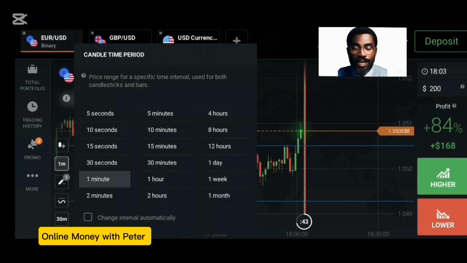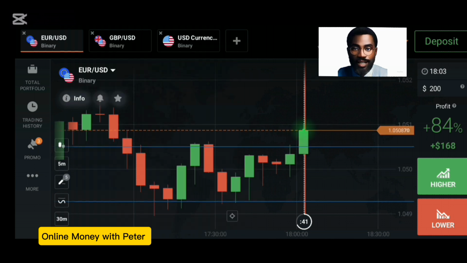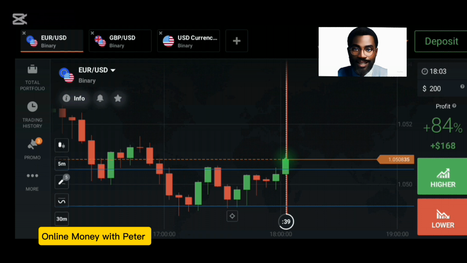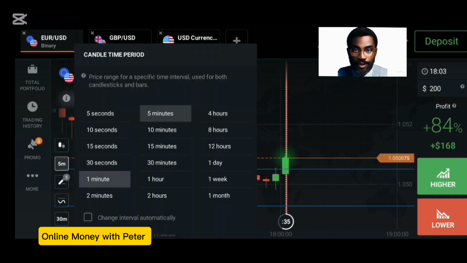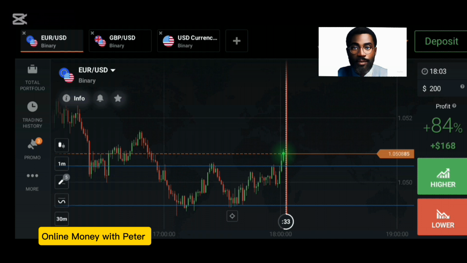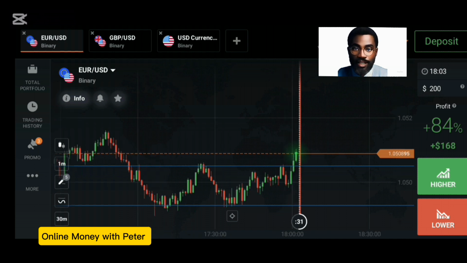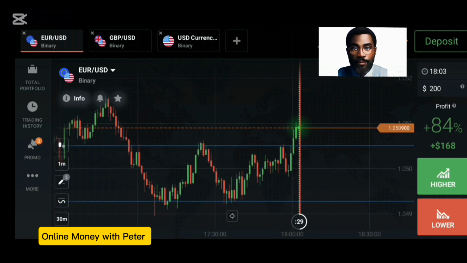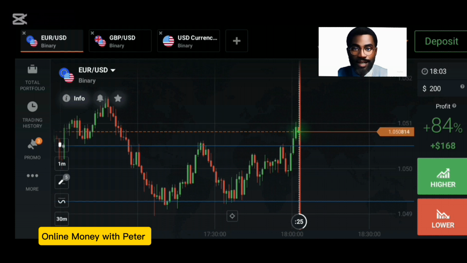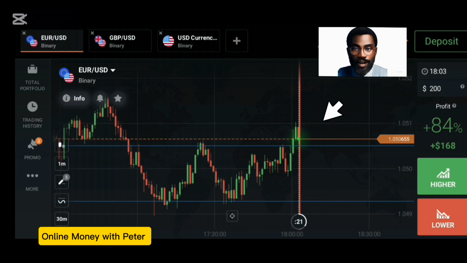Okay, let me quickly check the 5 minutes chart and see what's happening. Okay, 5 minutes is also breaking out of it. So I'll go back to the 1 minute chart. Let's see. Okay, so it has closed above it, so I think this is a breakout, but if it comes down to this area to retest, I will place a buy trade.